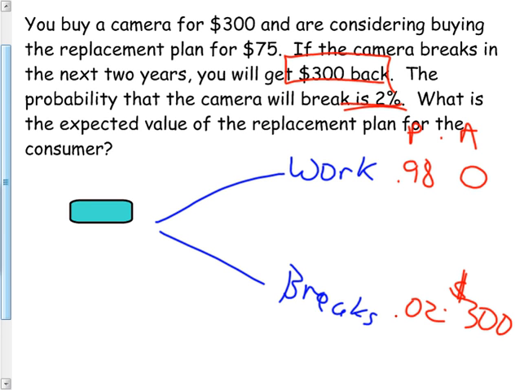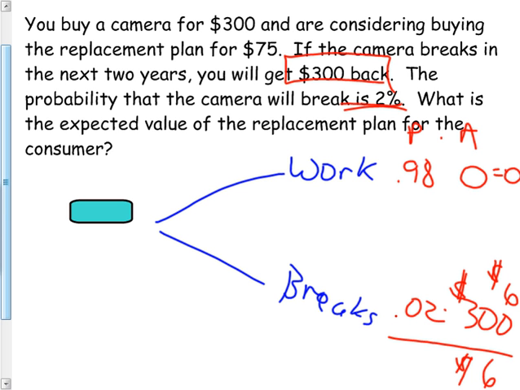All right. So, if I do P times 0, that makes 0. And if I do 0.02 times 300, I think, is it $6? Well, after P times A, what do you always do? Then add them up. So if I do P times A and add them up, I get $6. I'm pretty sure it's 6. Okay, it's all right. So $6. That's what that warranty is worth.